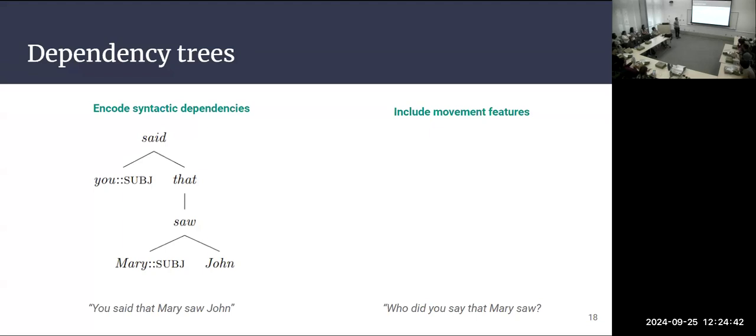And then similarly, the word that is introducing a new clause that we're about to start, right? So it's going to be the parent of this clause. And then saw here is another verb that introduces two things. In this case, it's usually some kind of noun doing the seeing and then some kind of noun that was seen. So here it's introducing Mary as the subject of saw and John as the object. And when we linearize this, we just get, you said that Mary saw John, right?